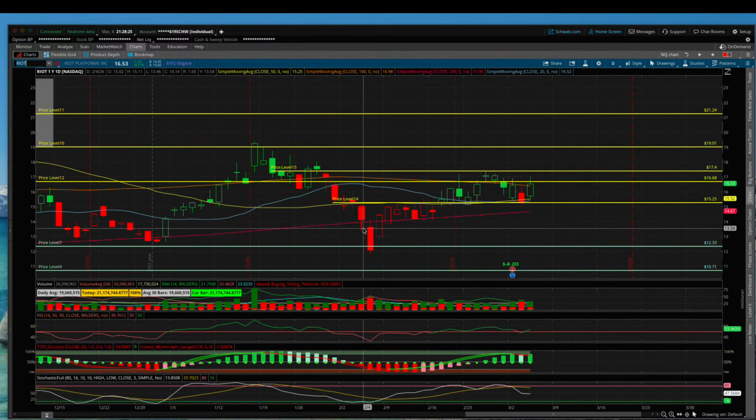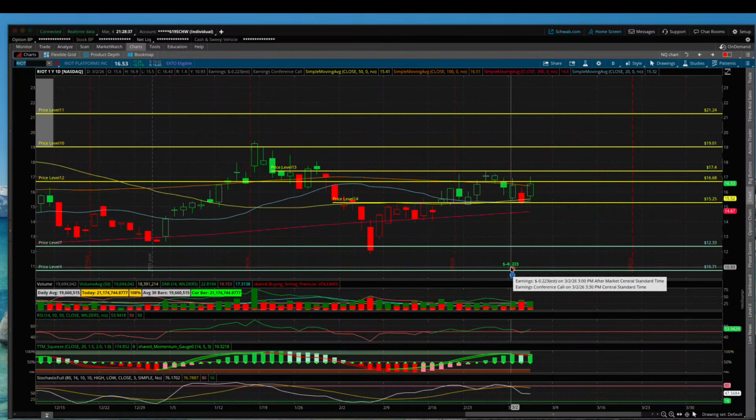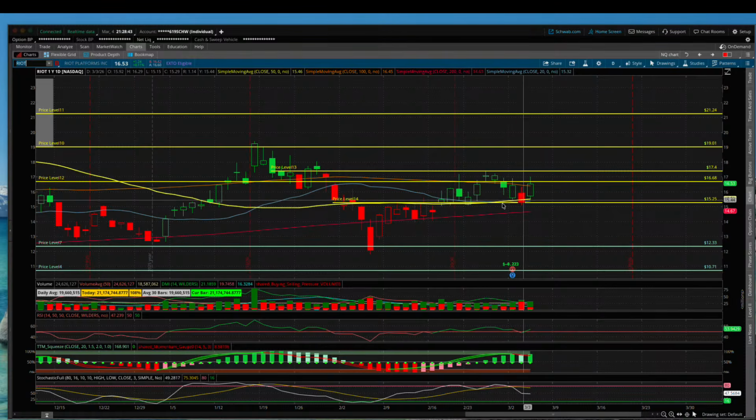Okay, Riot, it has a bull flag here. It's holding 15.25 support. Breakout is 17.40. Target is 19 and 21. Yeah, it had earnings, 3.2. I don't know what it is because it doesn't say what the earnings was, but it must not have mattered because it didn't do much. So yeah, that's the thing. Bull flag 15.25, breakout 17.40, target 19 and 21.